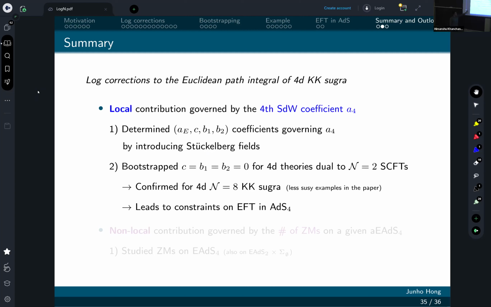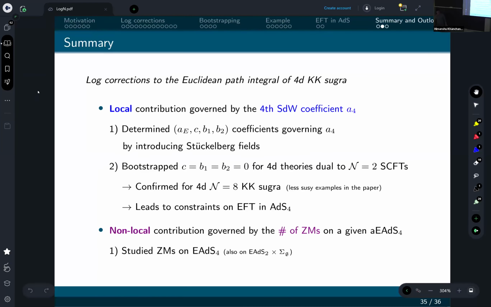And now, from the field theory side, I bootstrap three out of four coefficients and confirm this in a specific example by gravitational calculation, and also discuss some constraints on EFT based on the same bootstrap argument. And I briefly comment on non-local contribution, emphasizing that the zero mode has to be analyzed case by case, and present just one example today.